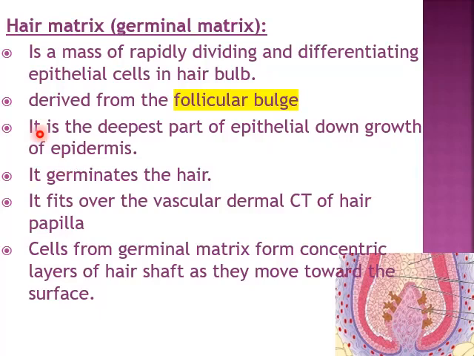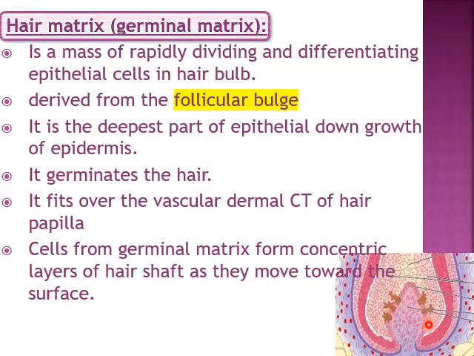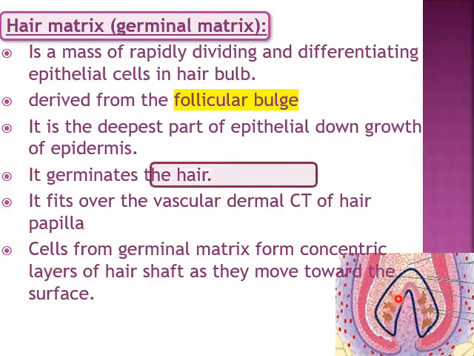What is the hair matrix or the matrix cell or germinal matrix? It is a group of rapidly dividing and differentiating cells, derived from the follicular bulge or the hair bulge, and I will talk about this bulge or bulge cell later on. These cells are responsible for the regeneration or the formation of the hair, forming the concentric layers of the hair shaft, and it is invaginated by dermal papillae or hair papillae, which is highly vascular.